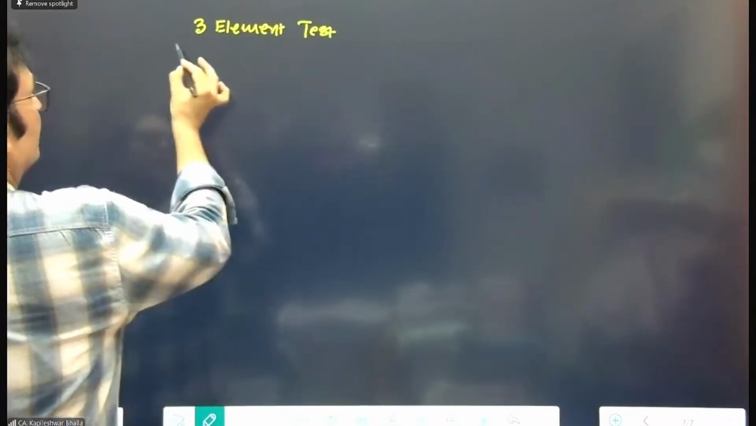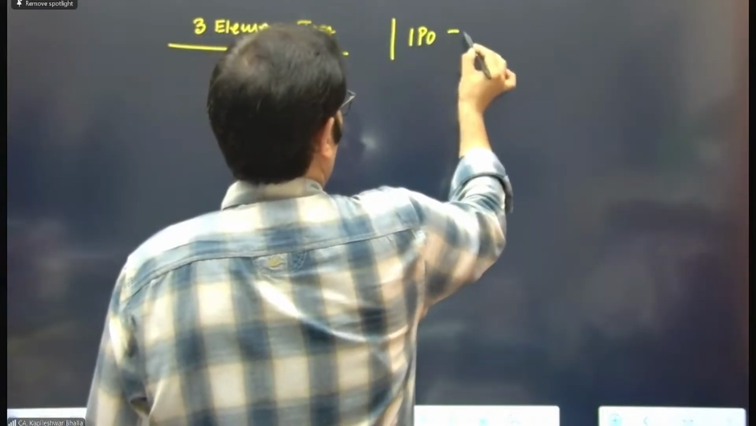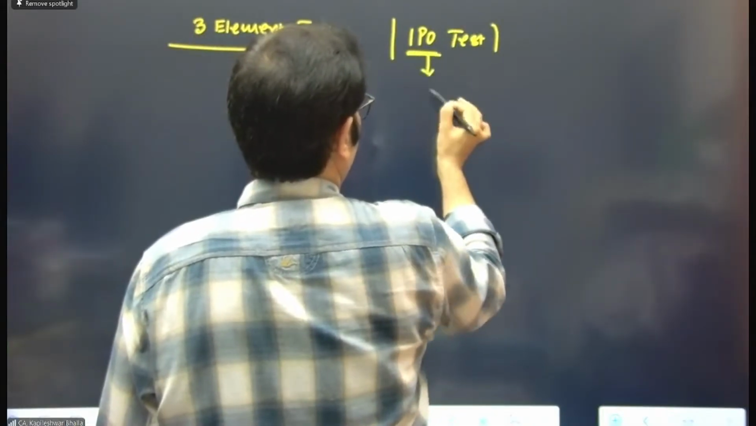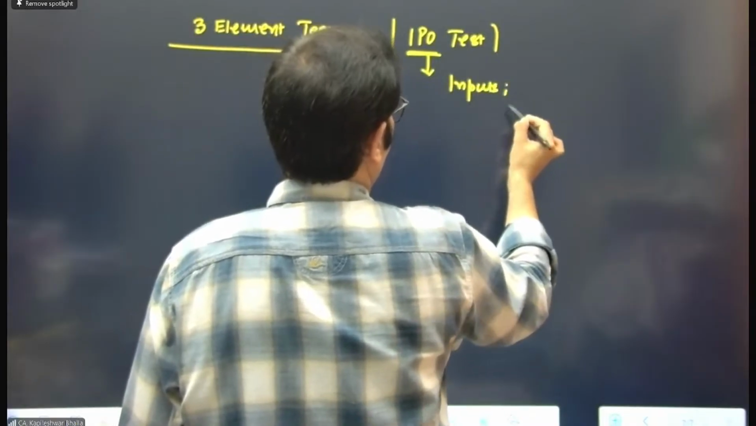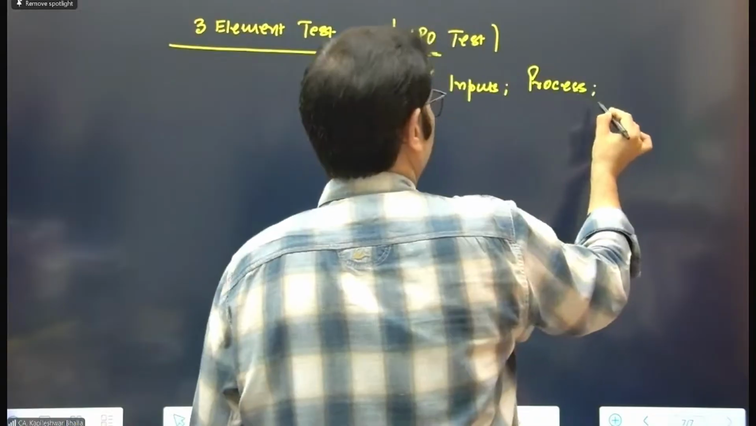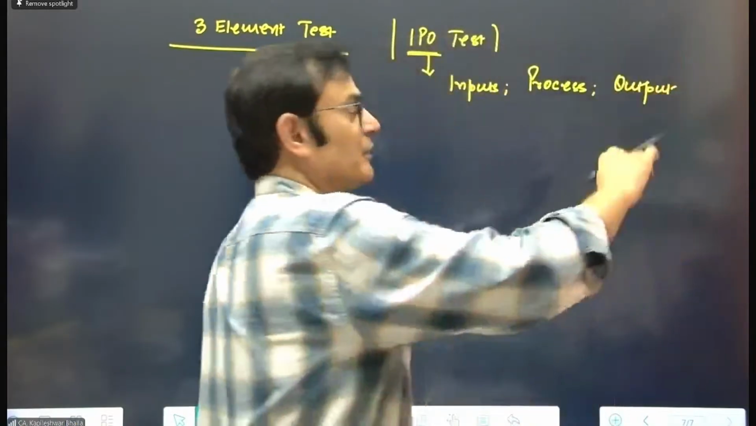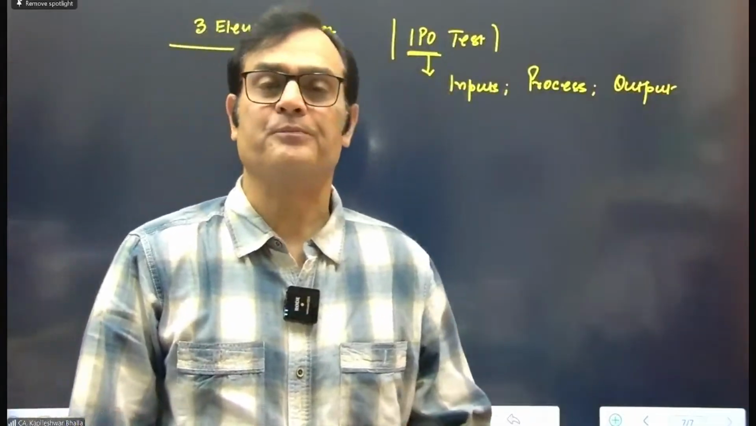So it is called a 3-element test because of the 3 elements, and therefore I call it an IPO test, because the 3 elements are I, that is inputs, then P, that is process, and O, that is output, and therefore it is called a 3-element test: input, process, as well as output.